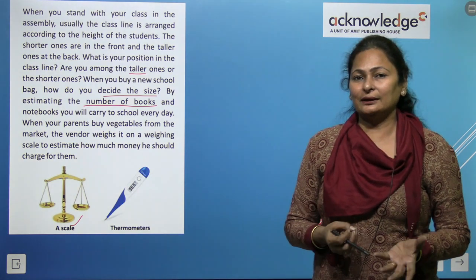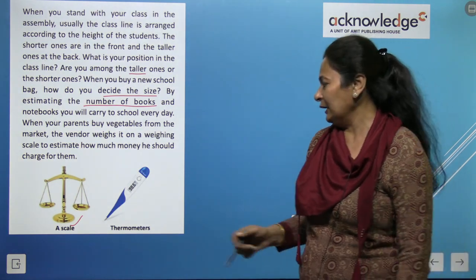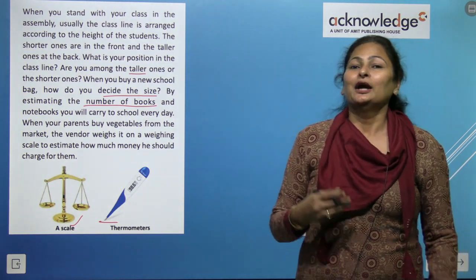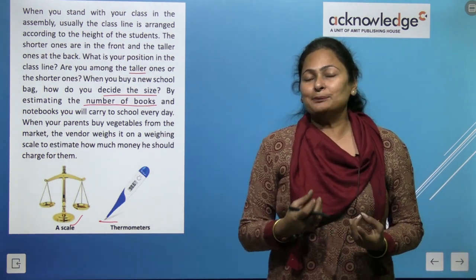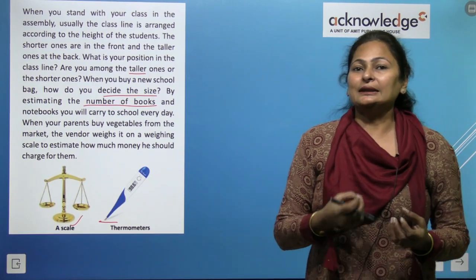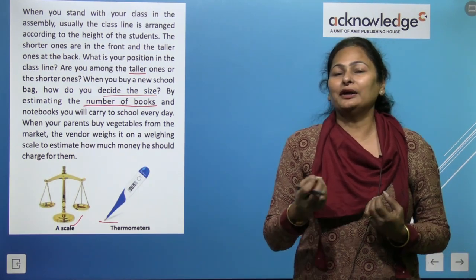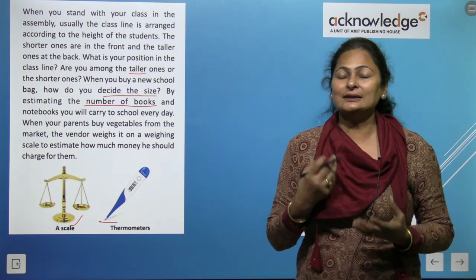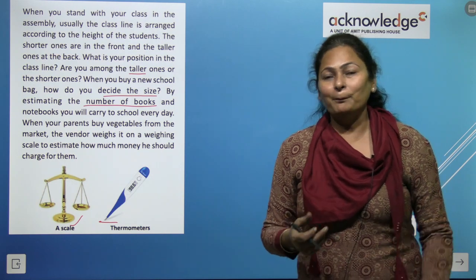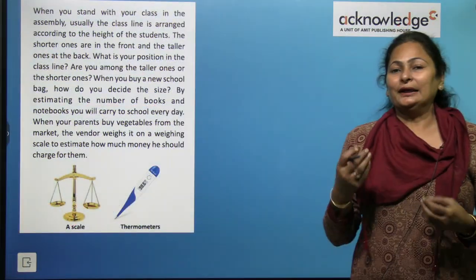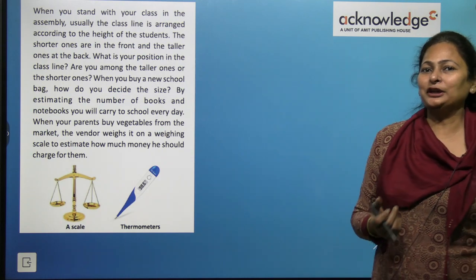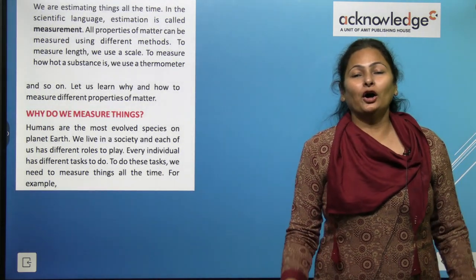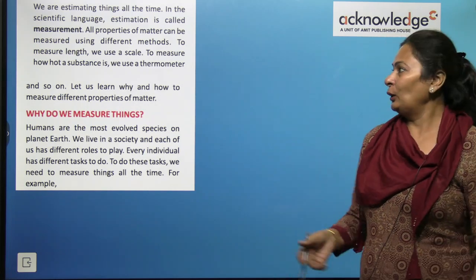We calculate the weight on the weighing machine, and you can see here is a thermometer. How is the thermometer used by us? We use this instrument to measure the temperature of our bodies. So these are some examples of measurement, right? So let's see how we are going to measure the things that we purchase from the market or have in our surroundings.